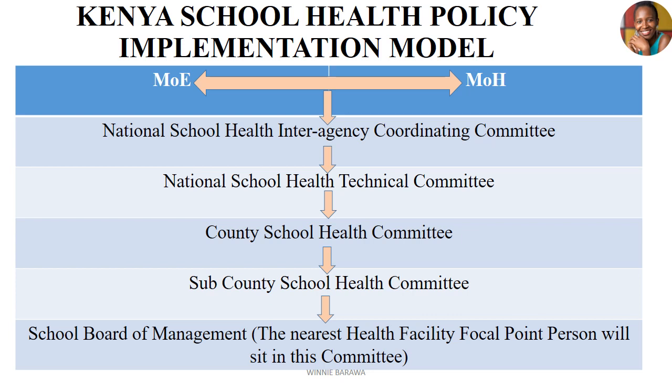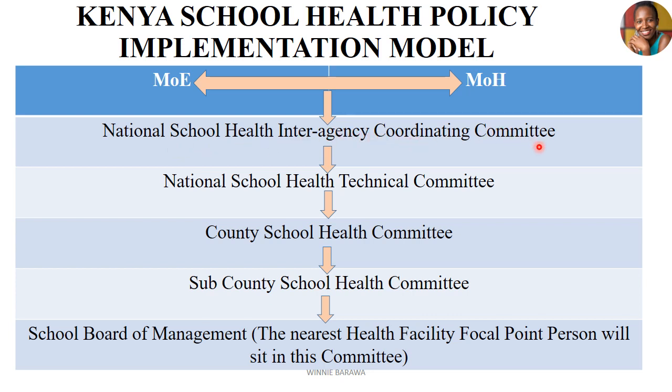So on this structure here, we have a diagram that is showing the streamlining, or how the flow of order is looking. At the topmost here, we have the Ministry of Education and the Ministry of Health working together in conjunction to coordinate the different committees that will implement the different roles and activities in the policy. They are more like the national level for this implementation model.